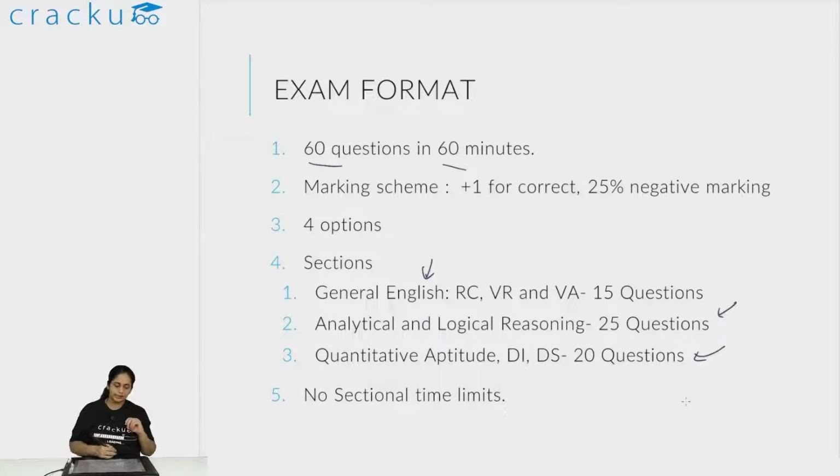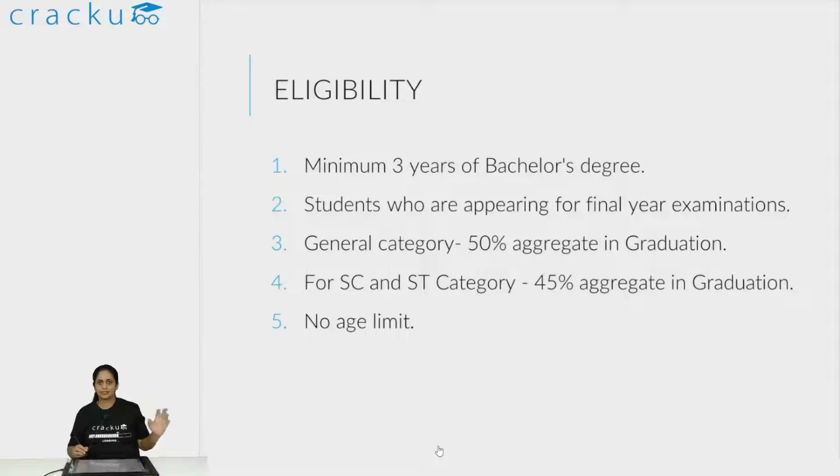Firstly, I'll quickly cover the eligibility. The eligibility is the same as that of most OMET exams. You need a minimum 3-year bachelor's degree. Those who are appearing for their final year exams are allowed to appear for the exam, and you have to get a provisional certificate before you take the admission. For general category students, you need 50% aggregate in graduation. This requirement is relaxed for those in the SC and ST categories and also in the PWD category. There is no age limit for entrance.